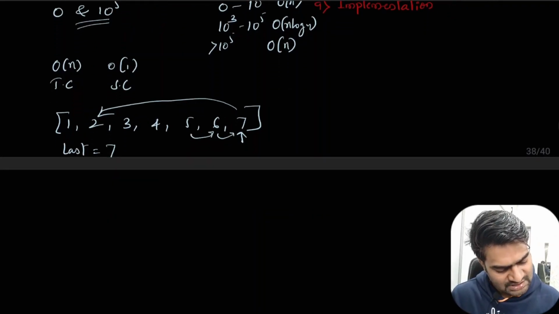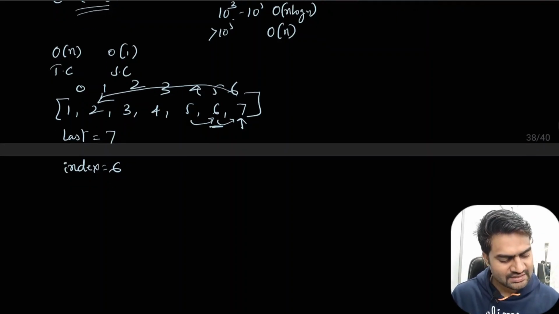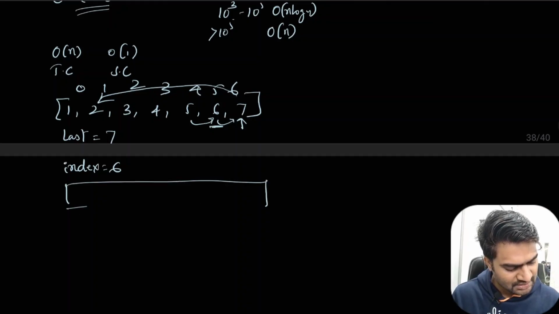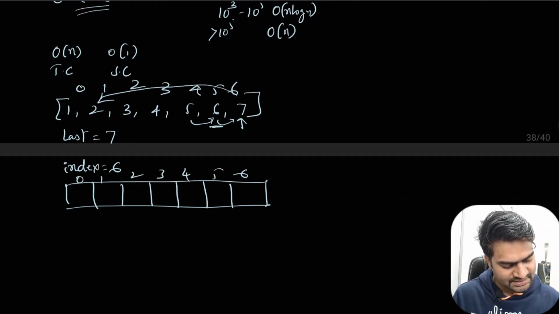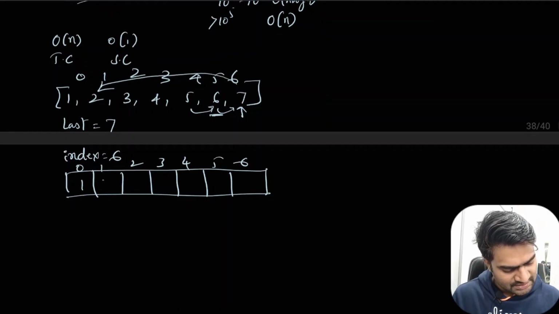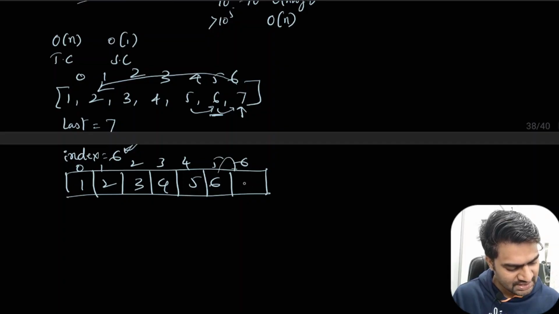So this is my index: 0, 1, 2, 3, 4, 5 and 6. Initially I'll start with index 6. Maybe I will draw it like this: 0, 1, 2, 3, 4, 5, 6, and these are the numbers. Now I will start from index 6, and I will move this number here. So I will remove this and move.